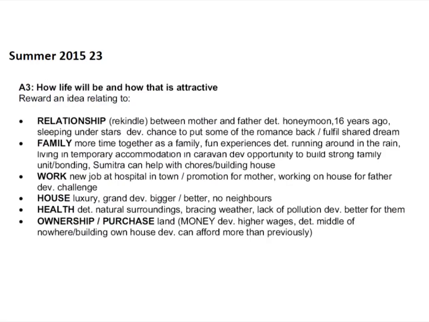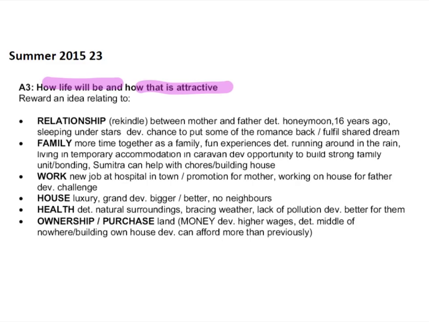Now for A3. As I've said, omitting this is the easiest way to lose lots of marks. We've been through this in class, but look at the examples here from various other past papers. So this one, Summer 1523. We see clearly here how we can divide it up into two things: how life will be and how that is attractive.